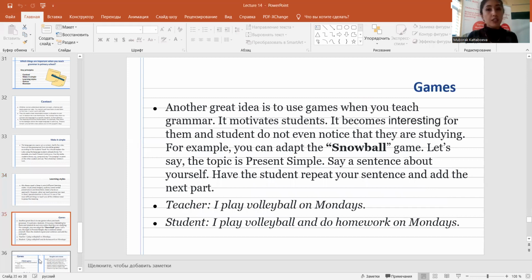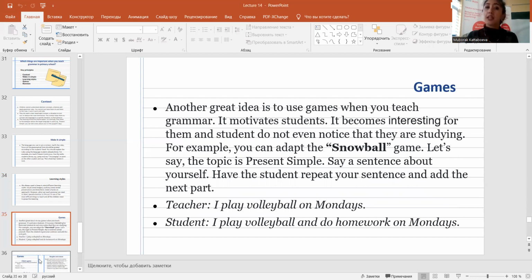So we have different ideas to teach grammar patterns to kids, and one of the examples I came up with to show you was snowball. Games like snowball and other games will motivate your students. Your students will not consciously see whether they're learning. They will just learn this grammar pattern with the help of your game.